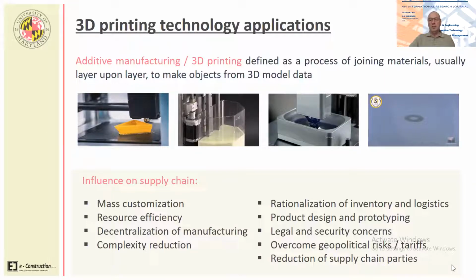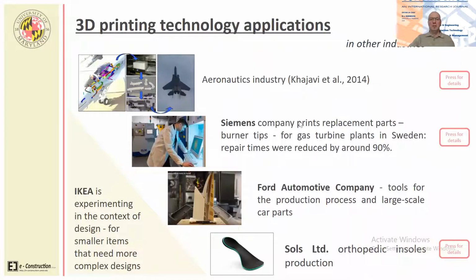There are some legal and security concerns, of course. One of the security concerns in the US is that we have now 3D printers that allow you to print a weapon, like a gun, from plastic materials that would pass through security screening at the airport, metal detectors. So how do you guard against that? That's an issue. Overcoming geopolitical risks and tariffs, actually delivering products by 3D printing technology rather than shipping them from one country to another. And then reduction of supply chain parties, how many different parties that supply chain would have to contain. That's another potential benefit that supply chain management researchers might wish to explore.